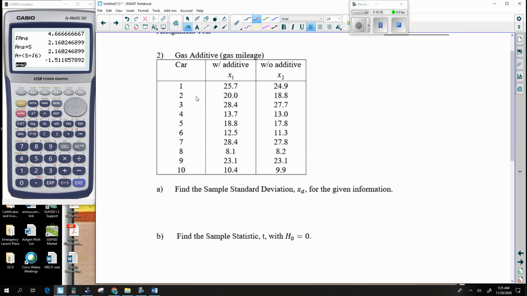Okay, let's go ahead and check out the next problem. Here we are with a gas additive. Let's remind the viewers of all of the different formulas.